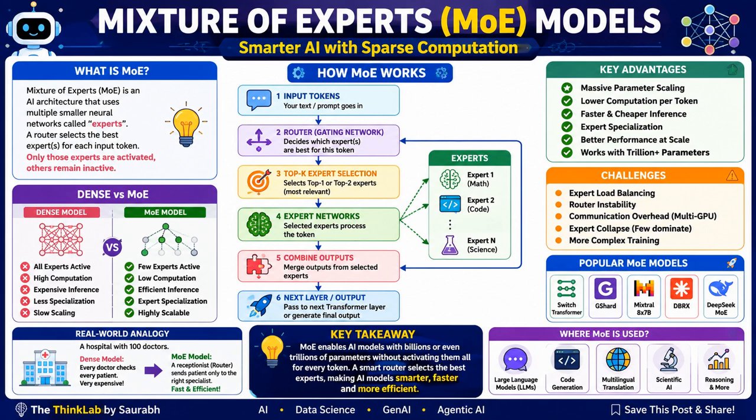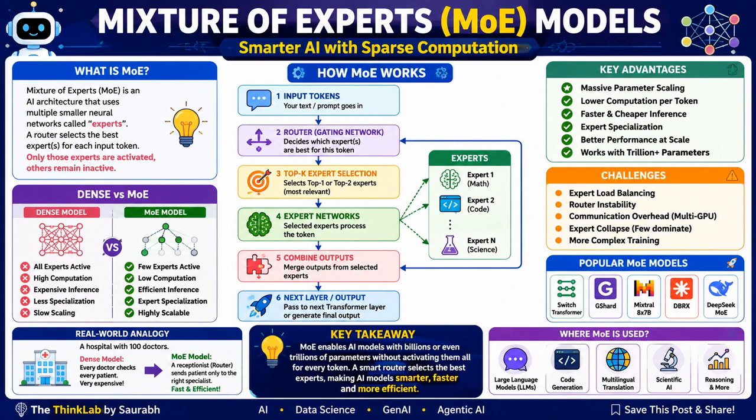Now we are moving to component 4, the output combination. After the processing, the selected experts' outputs are combined using a weighted average based on the router probability, right? This combined output is passed to the next transformer layer, right? This process repeats for every token in every MoE layer, right? So if you check the complete pipeline of MoE, mixture of experts, let's see the complete workflow, right? The first one is the input token, another one is the embedding layer.